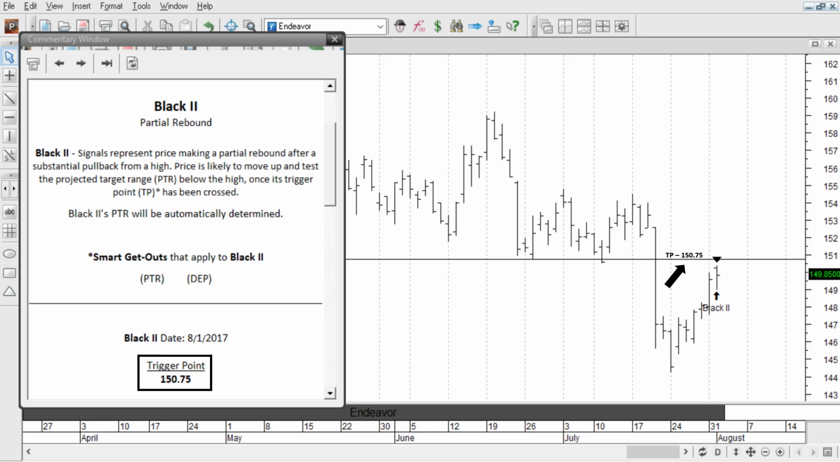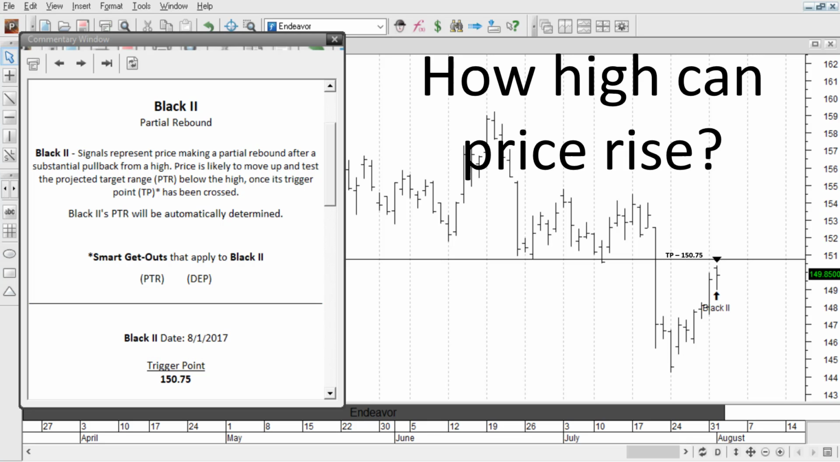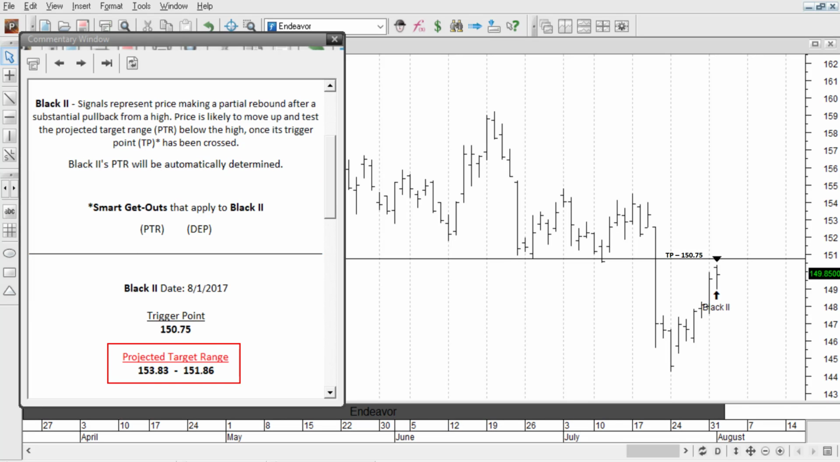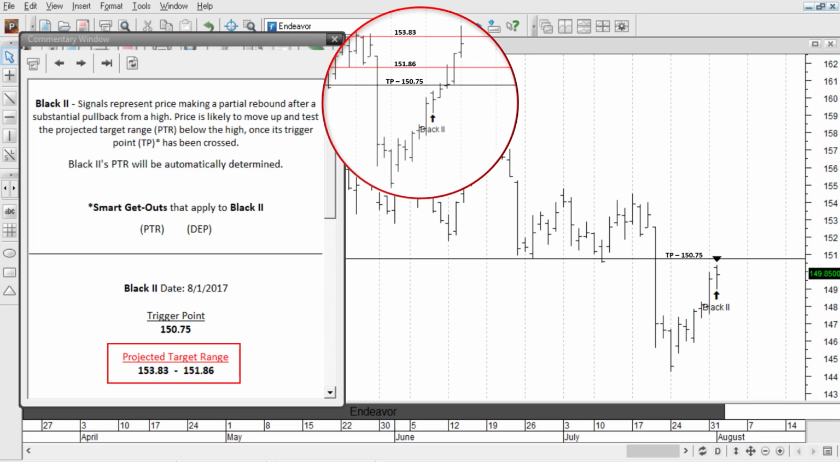Now that you know when to enter the trade, I bet you're wondering, how high can price rise? Well, don't worry, you don't have to guess. Just scroll down in the commentary to the projected target range, or PTR for short. This is going to tell you how high price can rise before an exit is necessary, predicting where price is going to stop or consolidate.